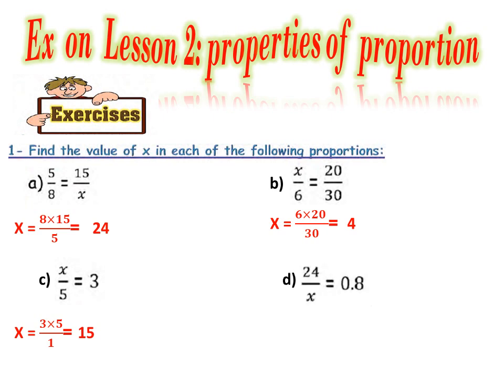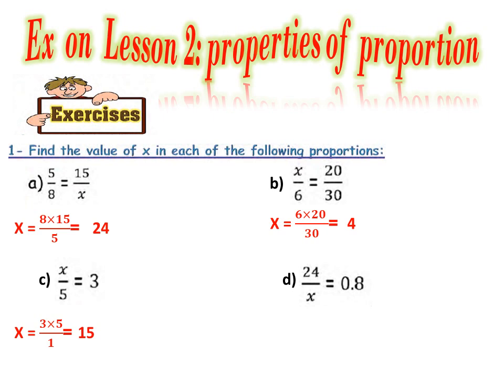Letter D, 24 divided by x equals 0.8, okay? I have two methods to solve this exercise. Firstly, I will use the last method, in which we put 0.8 over 1. So we will have 24 over x equals 0.8 divided by 1. Or the second method, we will convert 0.8 into a fraction, 8 over 10. I prefer to solve using the first method, putting 1 as the denominator of 0.8.